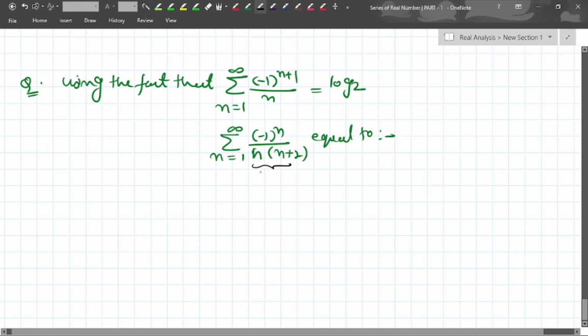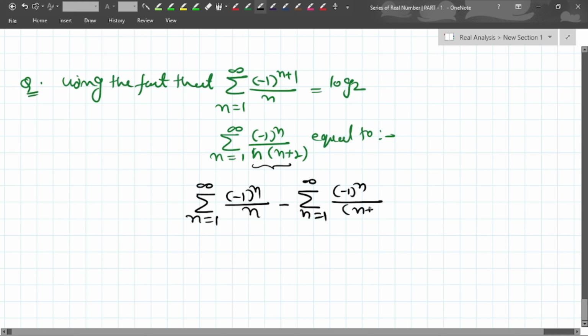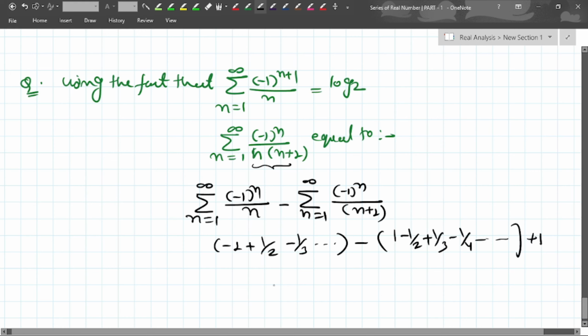First of all, you should proceed with this, from n equal to 1 to infinity. If I take the partial fraction, it will look like this: minus 1 power n, and this is n plus 1. So from here it is minus 1 plus 1 by 2 minus 1 by 3, alternating. If I take minus common, then it is 1 minus 1 by 2 plus 1 by 3 minus 1 by 4, which is the provided series. I will take plus 1 here, plus the separate part. This is nothing but what was provided, log 2. This is also log of 2 plus 1.